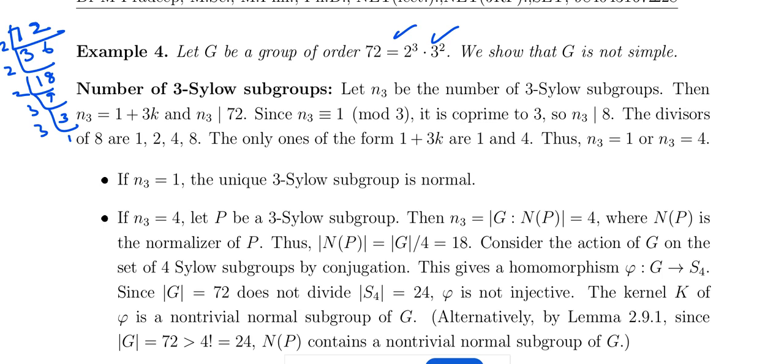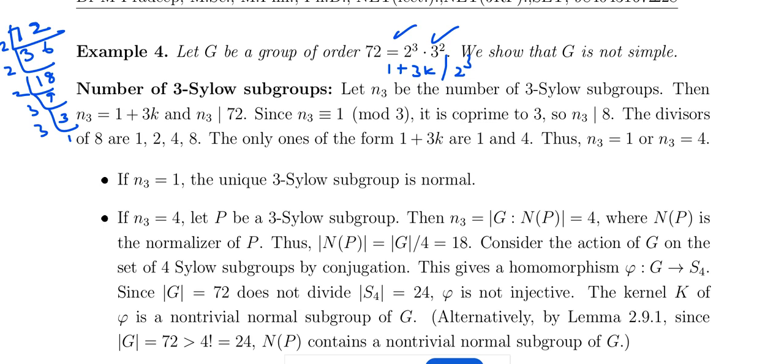Here I will try to prove G is not simple. Simple means the only normal subgroups are the group itself and the identity, no proper normal subgroup. Then that is called as simple. Here the number of 3 Sylow subgroups is of the form 1 plus 3k. The 1 plus 3k should divide 2 cube.